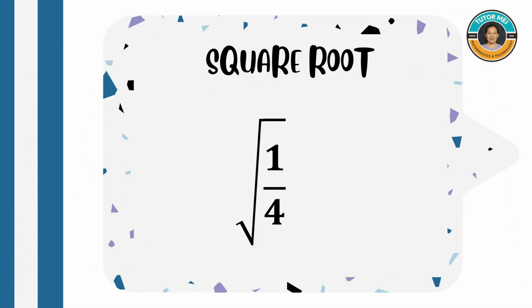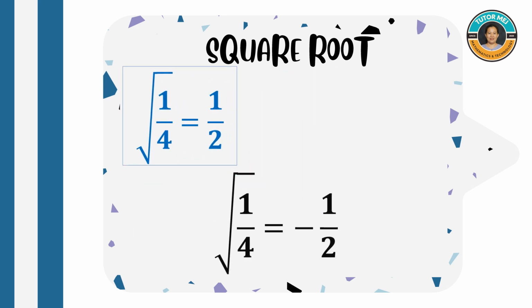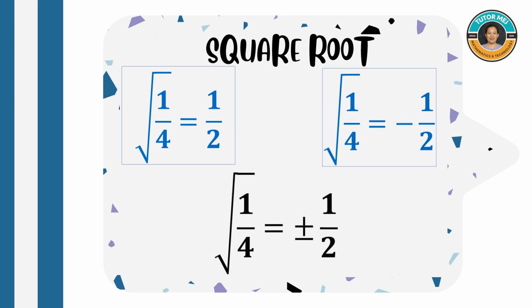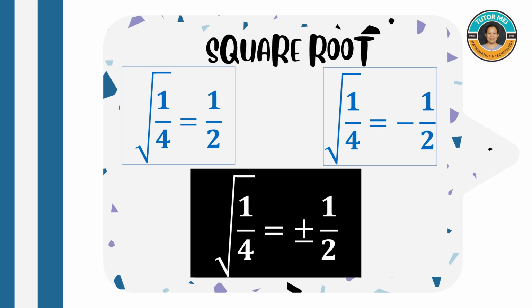What about the square root of 1/4? Square root of 1/4 equals positive 1/2. Square root of 1/4 may also be equal to negative 1/2. Therefore, square root of 1/4 equals plus minus 1/2.